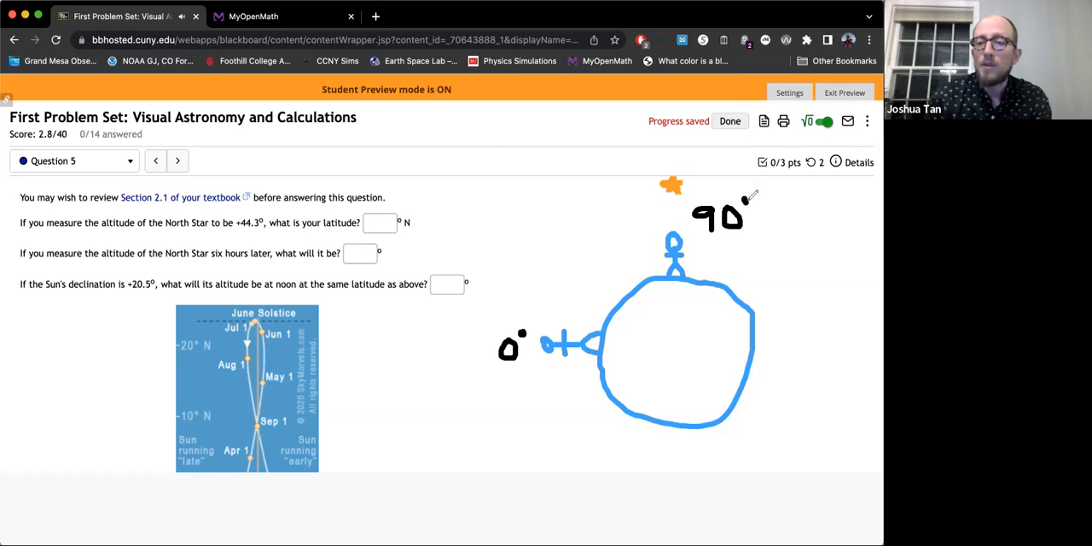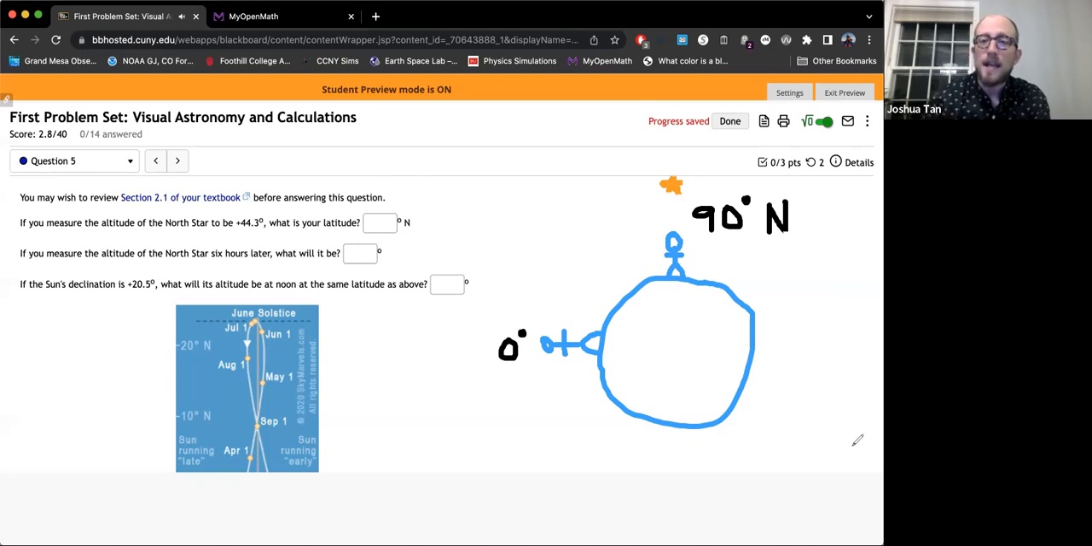What if you were in between? Well, this is for you to figure out. If you're in between, where would you see the North Star? According to your latitude, what would you see its altitude to be? There's a very simple relationship.